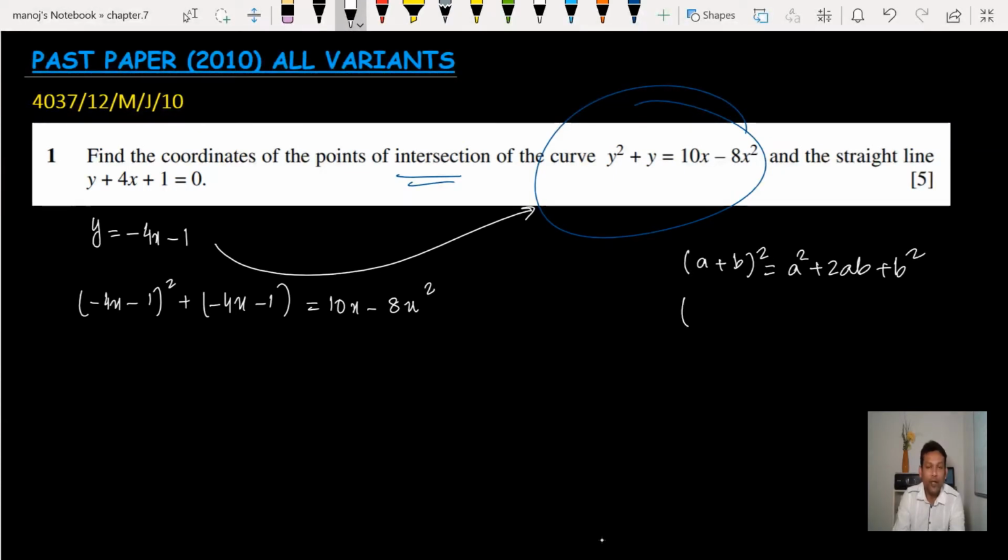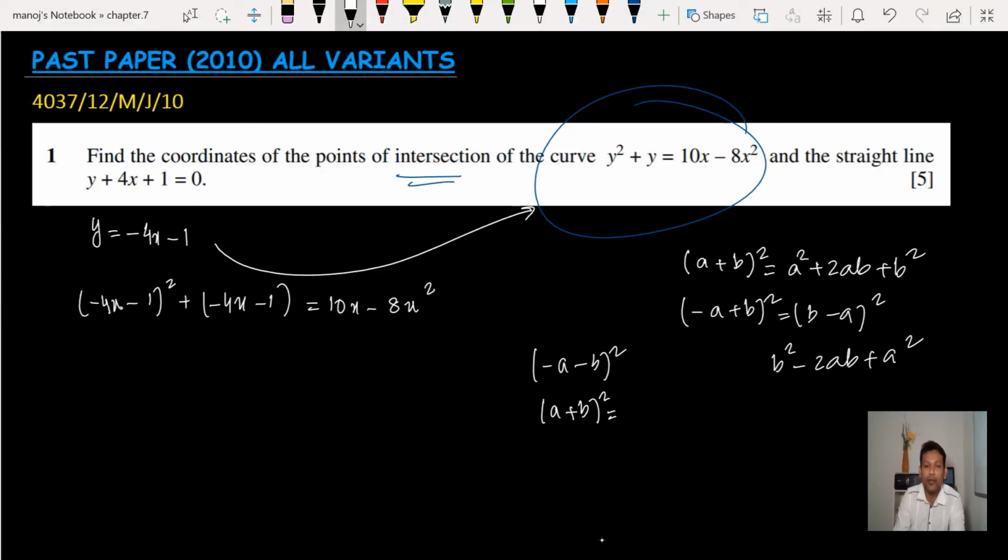But what will happen when you have minus a and plus b whole squared? For this purpose, it's better to write (b minus a) whole squared, and then you can expand: b squared minus 2ab plus a squared. But what will happen when we have both negative signs? Please do not have any problem. It's a very simple method. Whenever you have minus a and minus b, same as here, minus 4x and minus 1, just make it positive. Don't worry, make it positive and use the formula.